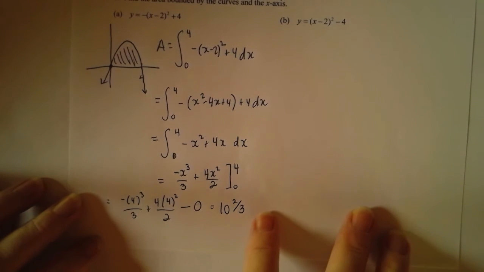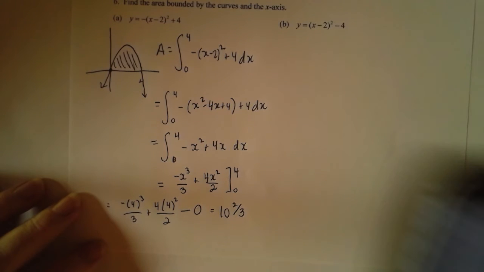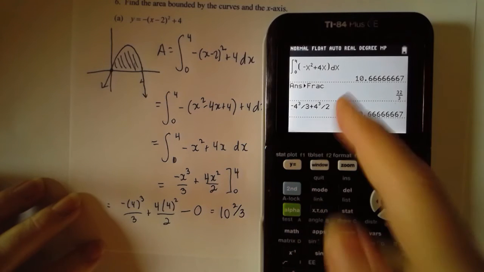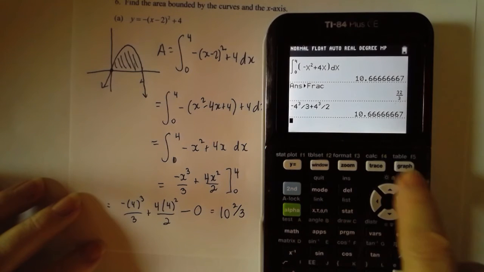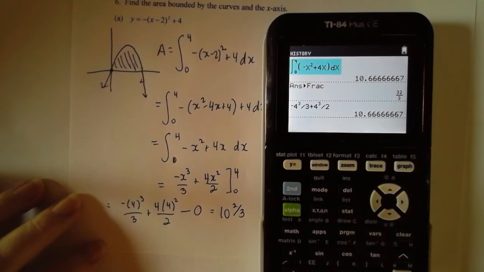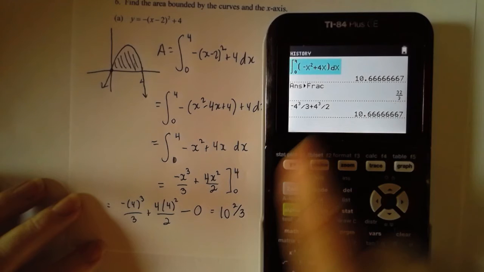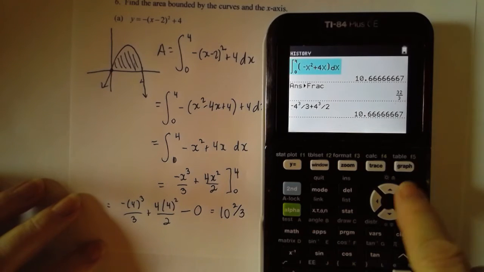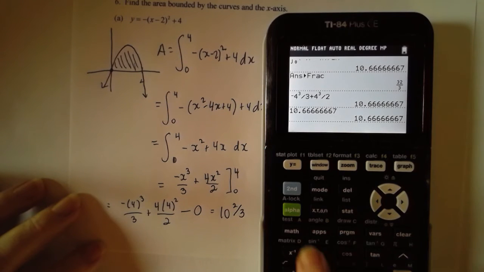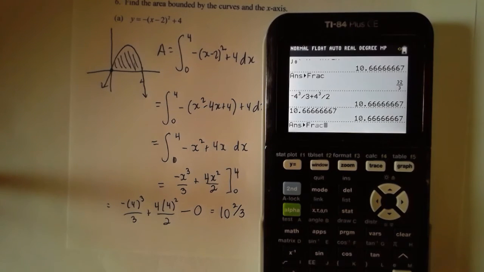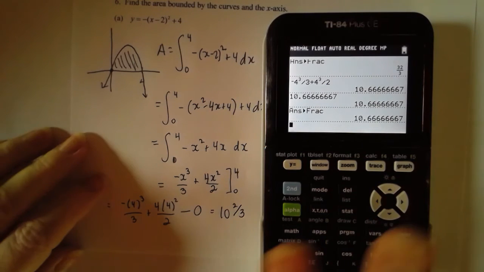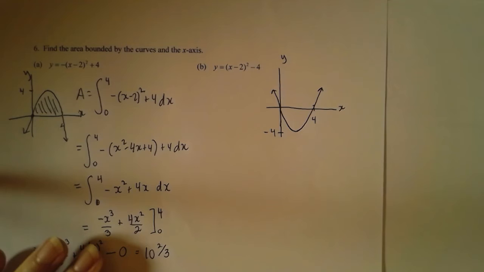One thing I do want to talk about is, you can do this on your calculator. I just did the problem there on my calculator, taking the integral from 0 to 4 of negative x squared plus 4x dx, and I got the same value, 10 and 2/3. If this isn't 10 and 2/3 to you, you can go math, frac. Oh, it didn't give me the fraction, but it's 2/3. I'm leaving it there.